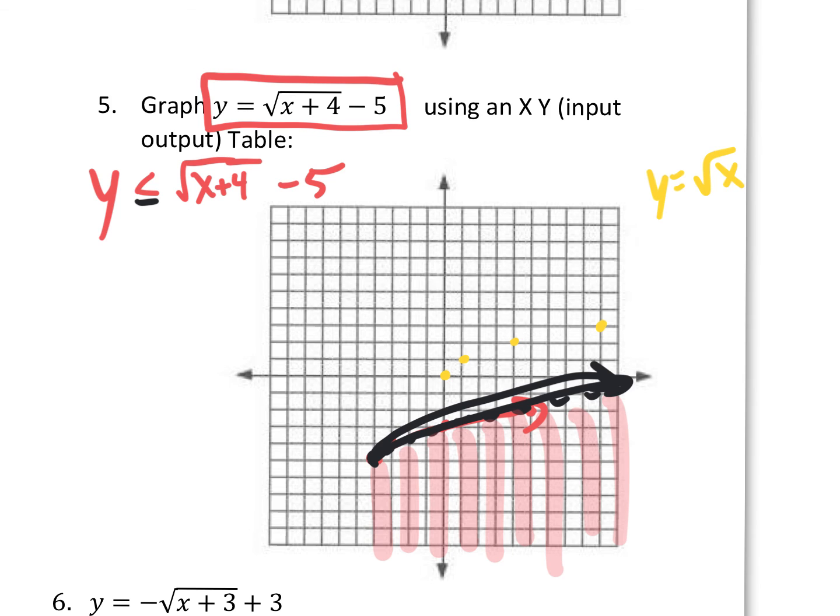Okay, so the final little twist here is to understand the shading. If it's shaded below, it's less than. If it's shaded above, it's greater than. So with that said, let me give you a graph.